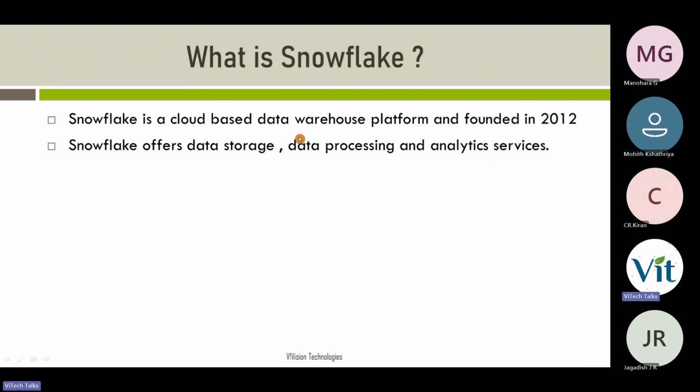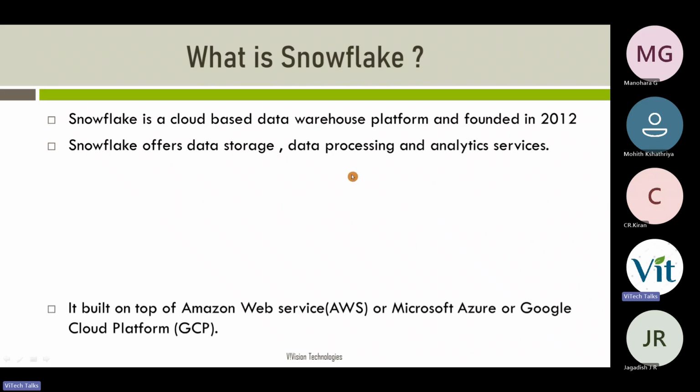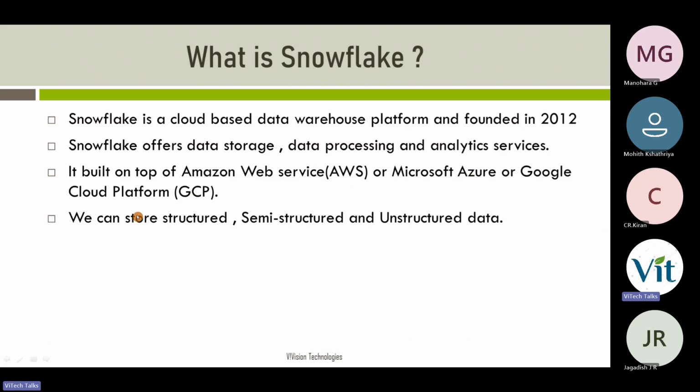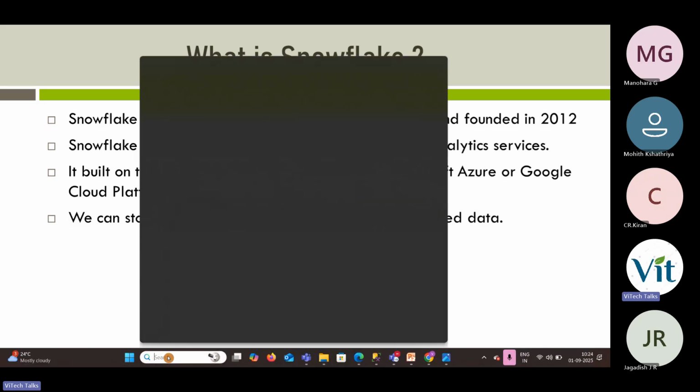Snowflake is a cloud-based data warehouse platform, and mainly we use it for data storage, data processing, and analytical solutions. It's built on top of AWS, Azure, or GCP. Here we can store structured data, semi-structured data, and unstructured data. So what is structured data? Structured data contains rows and columns. That is called structured data.